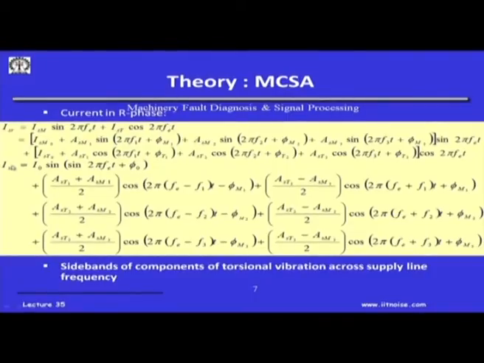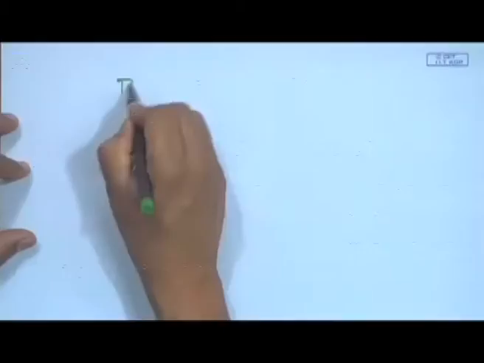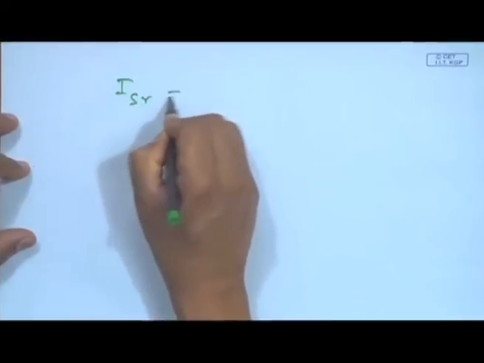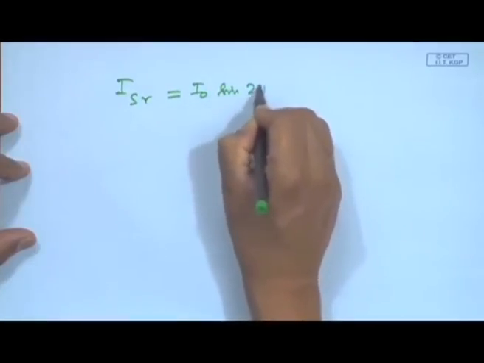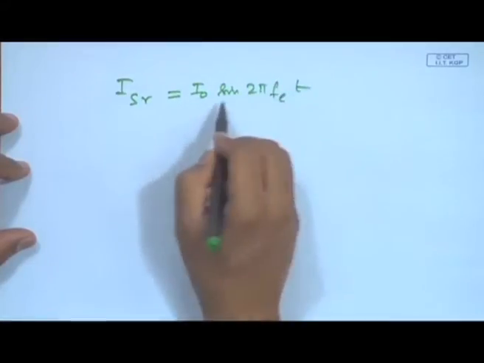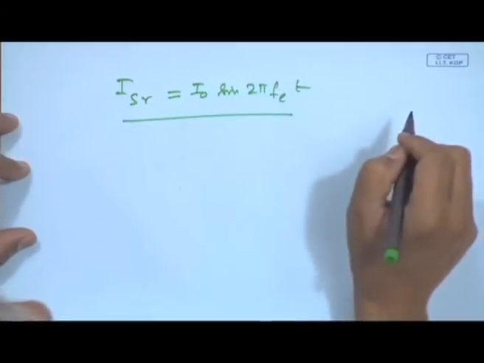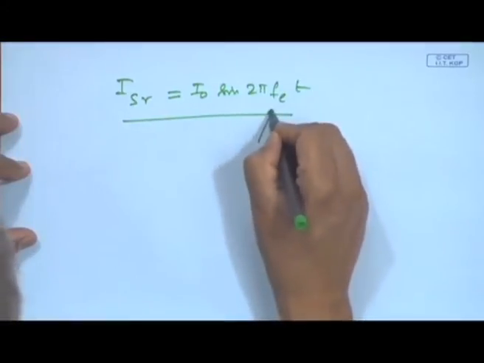In any one phase, the current drawn is no longer I0 sin 2π fe t, but these components. So, this becomes Isr is I0 sin 2π fe t, which would have been my ideal case, where fe is the supply frequency.